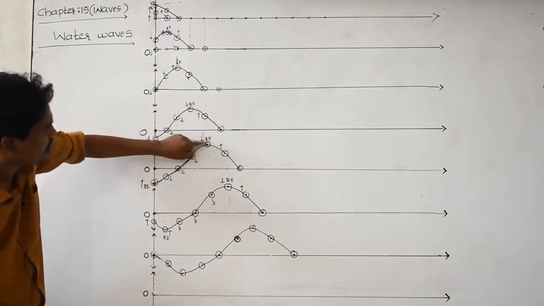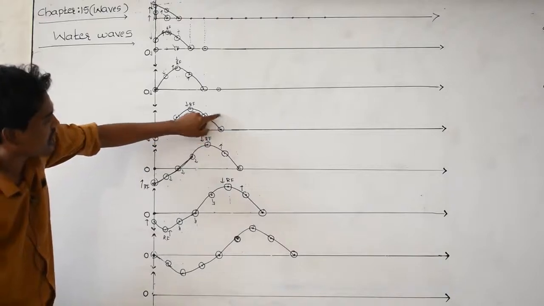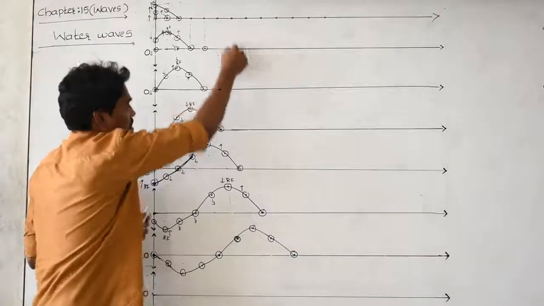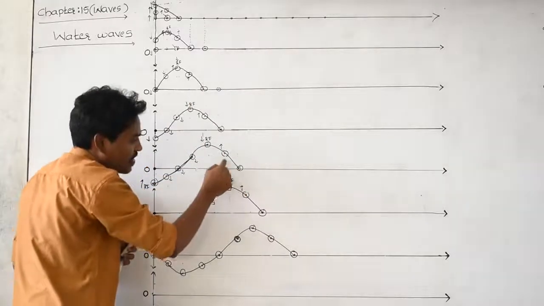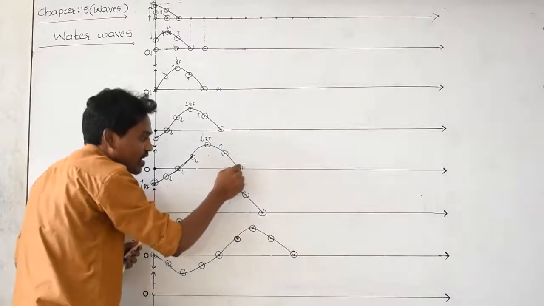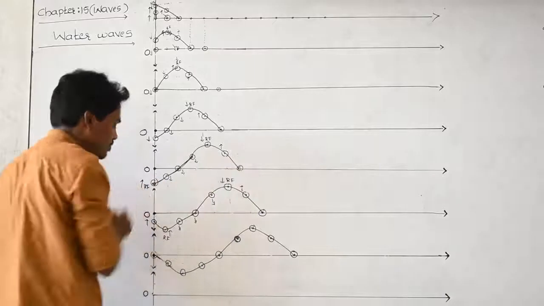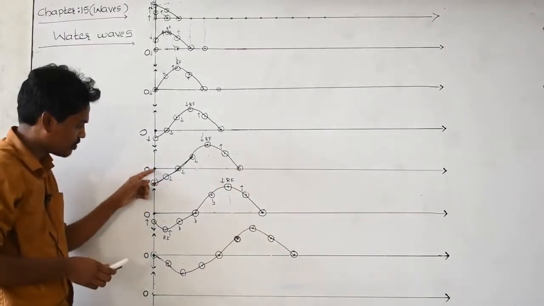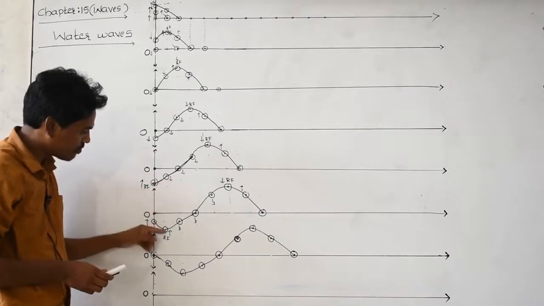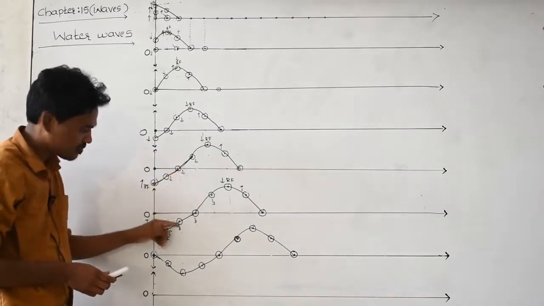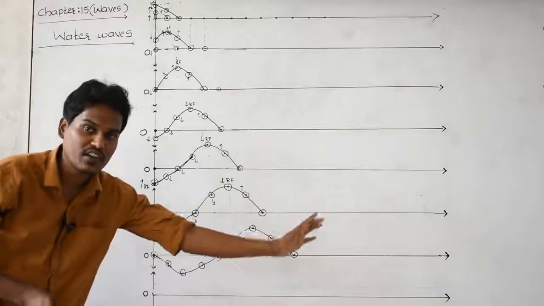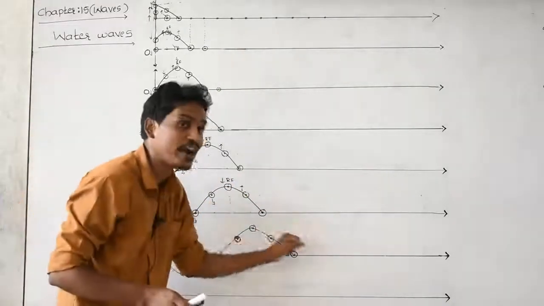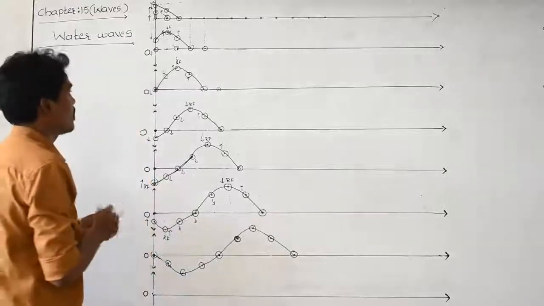Here it is just raised, and the next particle is still at rest, because its disturbance has not reached it yet, so it is at rest. This is the nature. And again it is moving here to here, it is coming up, and so on you continue. Very carefully, you practice the diagram, and you get the nature of a wave finally on the water surface.